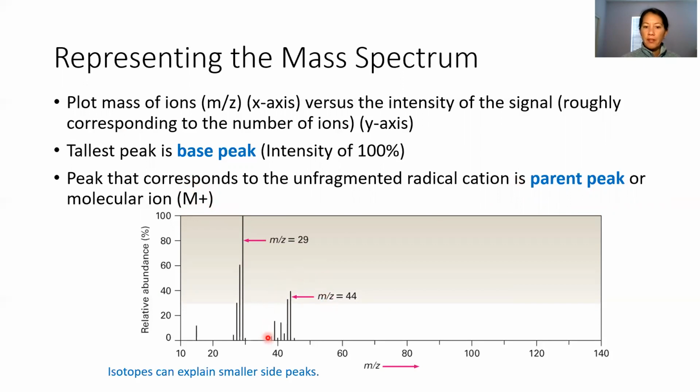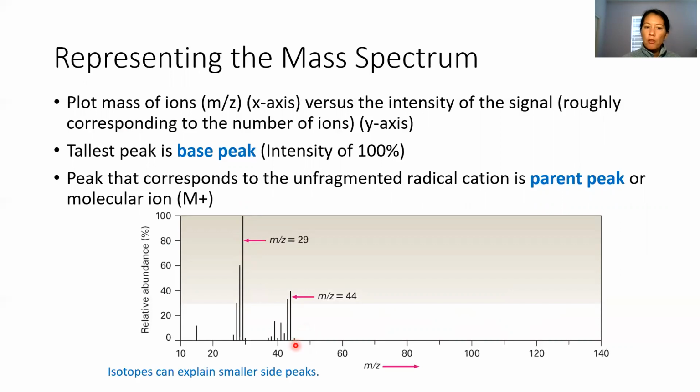So in this case, this would have been the parent with a mass of 44, and then it lost a certain amount of mass as a fragment. It lost about 15, which is classic for a methyl group, to give this main base peak.